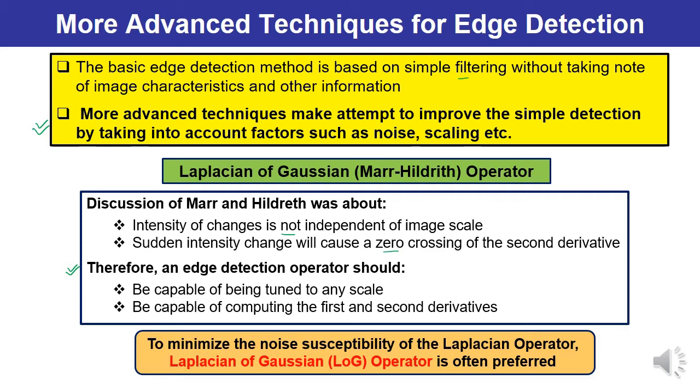So here the objective is to minimize the noise susceptibility of the Laplacian operator, the Laplacian of Gaussian, which is denoted as the LOG operator. It is preferred. You must remember, wherever there is a requirement to minimize the noise, the LOG operator is preferred. But how can this LOG operator be developed, how is it going to be written down practically, and what is the LOG algorithm? Let us discuss that also.